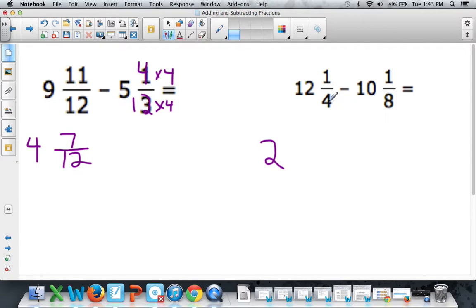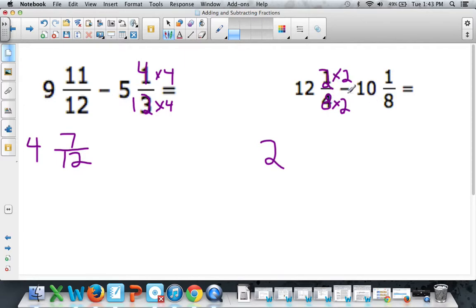Hey, don't get me wrong. I wish it was already the same on the bottom. That'd be easy, but we have to make it the same on the bottom. How can 4 be 8? Times 2. That'll get it to be 8. Whatever you do on the bottom, please do on the top as well. 4 times 2 will give you the 8 that we need, and then 1 times 2 is 2.